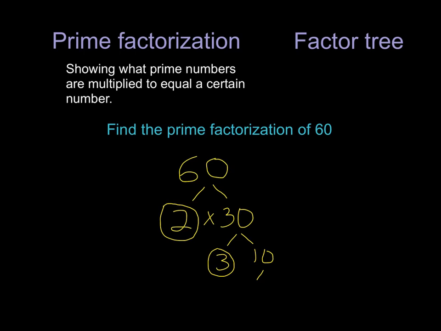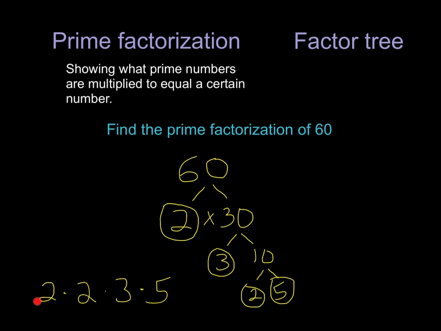So I'm going to continue. 10 is a composite number. I know if I take 2 times 5, I get 10. Okay, and I know 2 is prime, so I circle it, and 5 is prime, so I circle it. So now I've found all the prime numbers that I would multiply to get to 60. So now I write them down, and I write them in order from least to greatest. So it's 2 times 2 times 3 times 5.